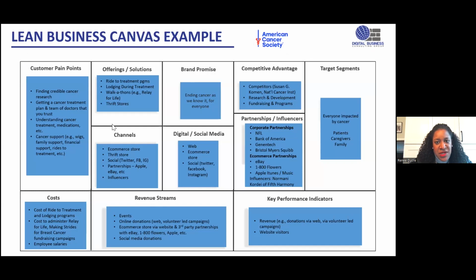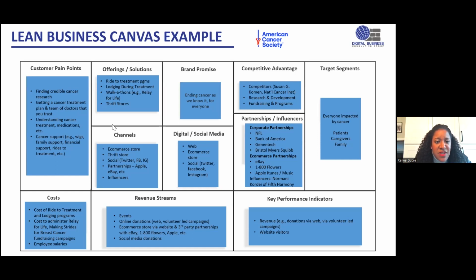And so here's the example, very high level. Customer pain points, I mentioned some of these earlier, right? Finding credible cancer research, getting cancer treatment, a treatment plan, and a team of doctors that you trust. Understanding cancer treatment, medications, and the side effects of medications. And then all the cancer support that goes with it: financial support, rides to treatment. Those are just a few of the many customer pain points that we all try to serve from a cancer nonprofit perspective, right?